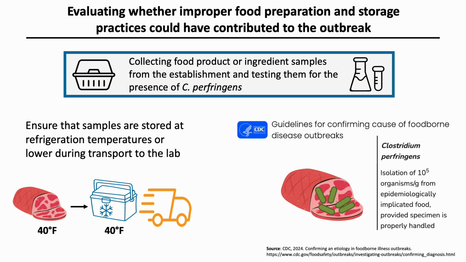This is particularly important as, according to the CDC's guidelines for confirming the cause of foodborne disease outbreaks, in order for a food product to be implicated as the cause of a C. perfringens outbreak, the food product needs to contain more than 100,000, or 10 to the 5th, organisms per gram of food. Thus, ensuring that food samples destined for C. perfringens testing are subjected to refrigerated temperature conditions or lower during transport is imperative for preventing possible growth of C. perfringens.